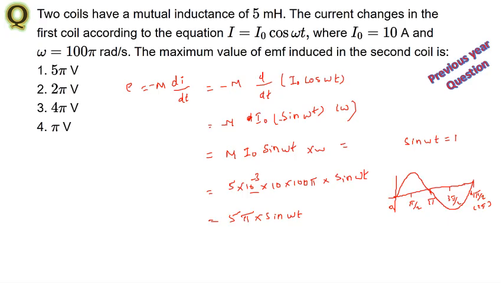In this case, the maximum value of sine is 1, and that is what they have given, the maximum value of EMF. So we have 5 pi into the maximum value, which is 1. So the answer here is 5 pi.